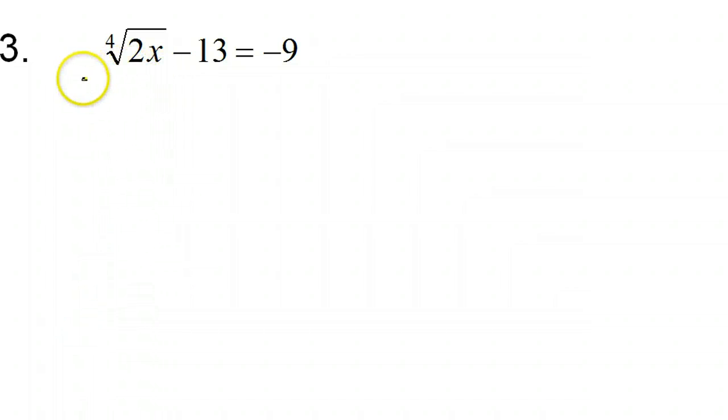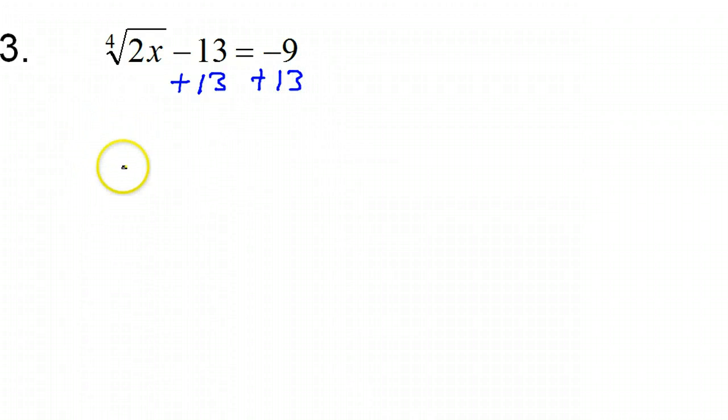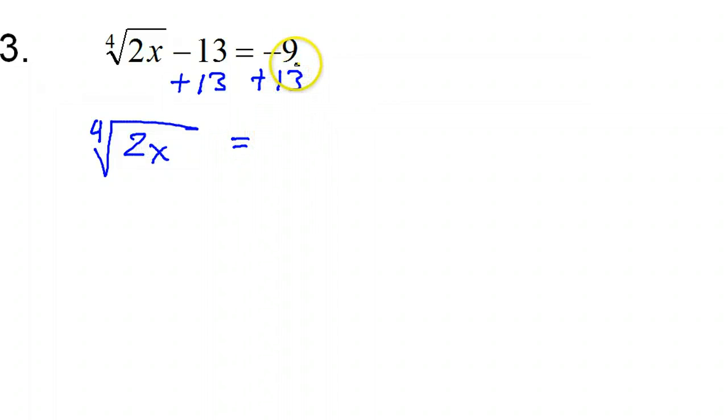Now, number 3. If I want to solve this, I need to get this whole variable part and the radical part alone first. So I'm going to add 13 to both sides. That is going to give me the 4th root of 2x = 4. Now that I have the radical alone, this is the 4th root, so what I can do is the 4th power. So I can do the 4th power to both sides like this.